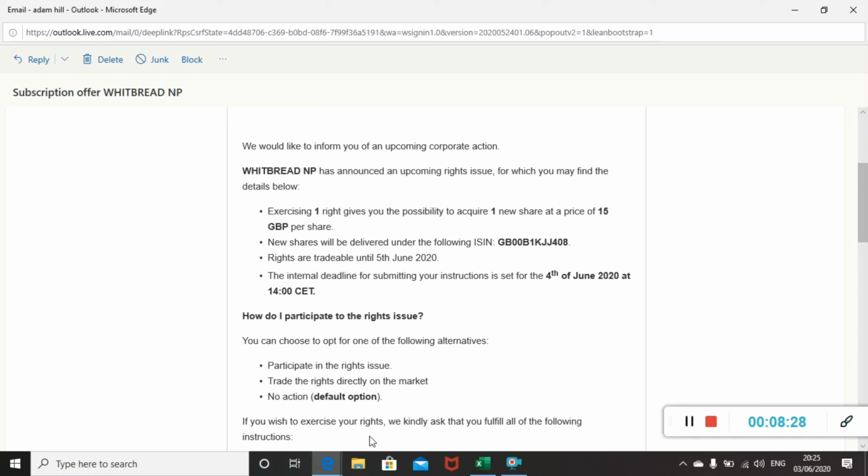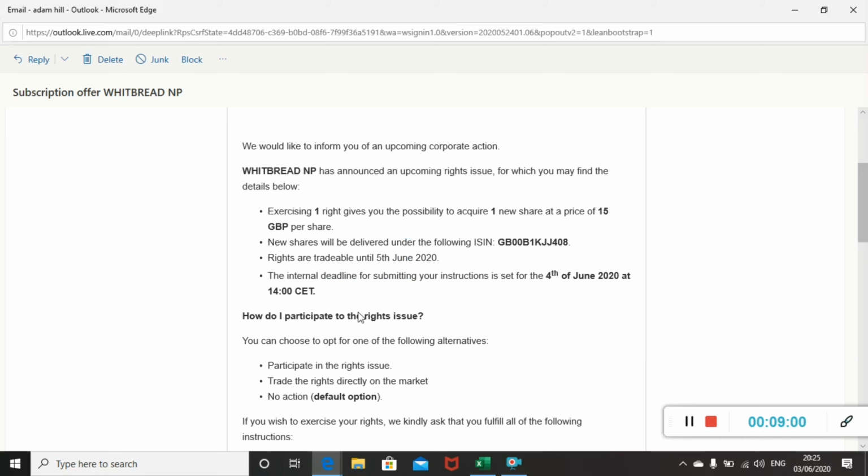Whitbread have announced an upcoming rights issue, for which you may find the details below. Exercising one right gives you the possibility to acquire one new share at a price of £15 per share. New shares will be delivered under the following code. Rights are tradable until the 5th of June 2020. The internal deadline for submitting your instructions is set to the 4th of June.